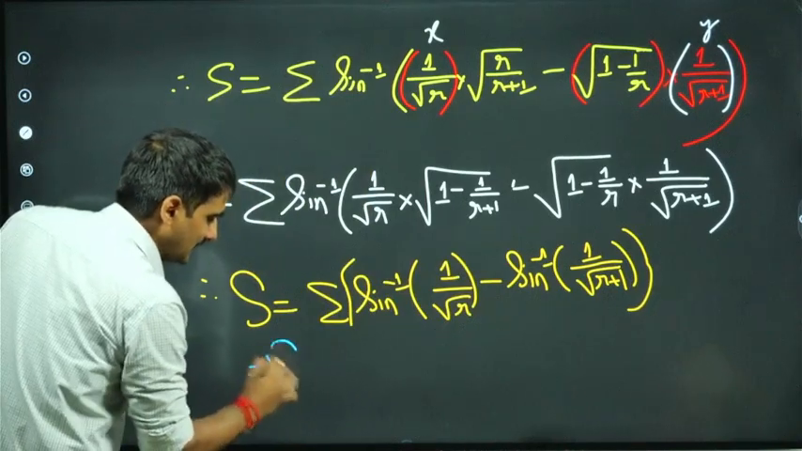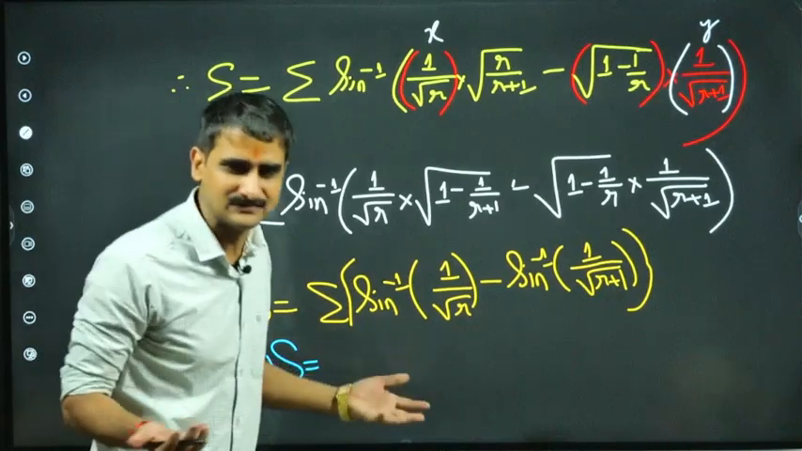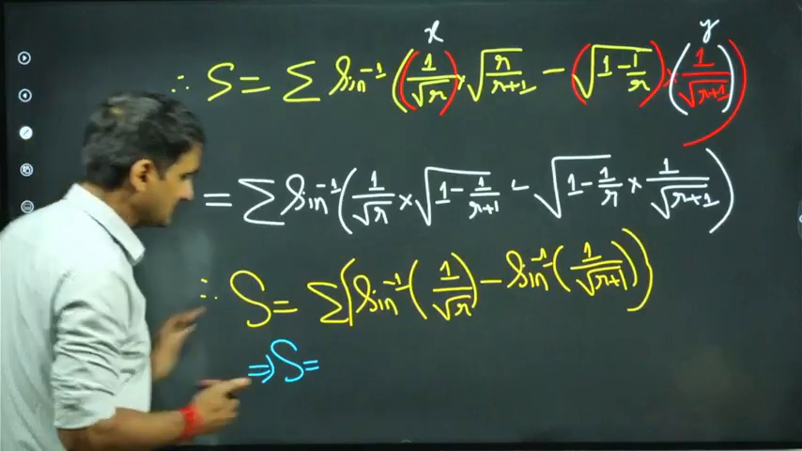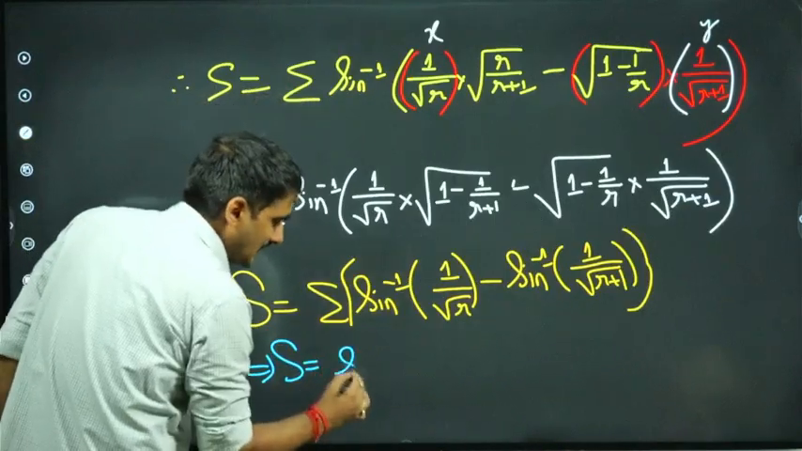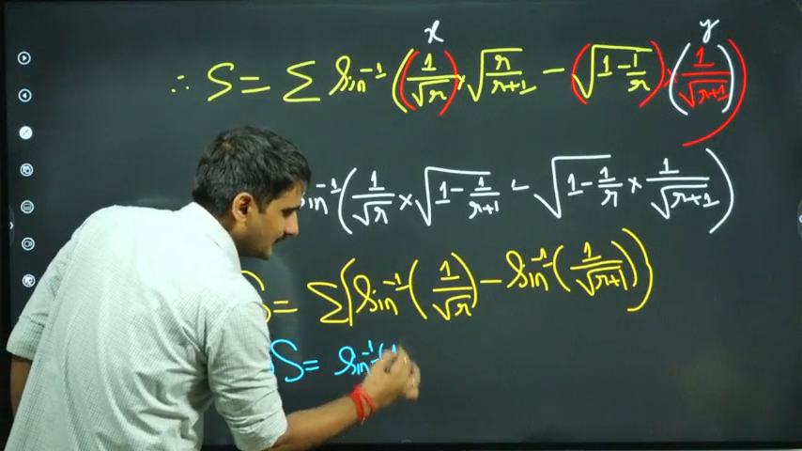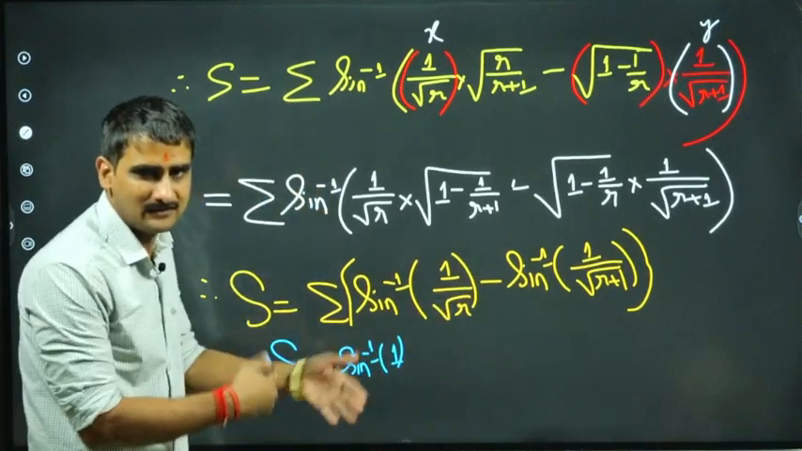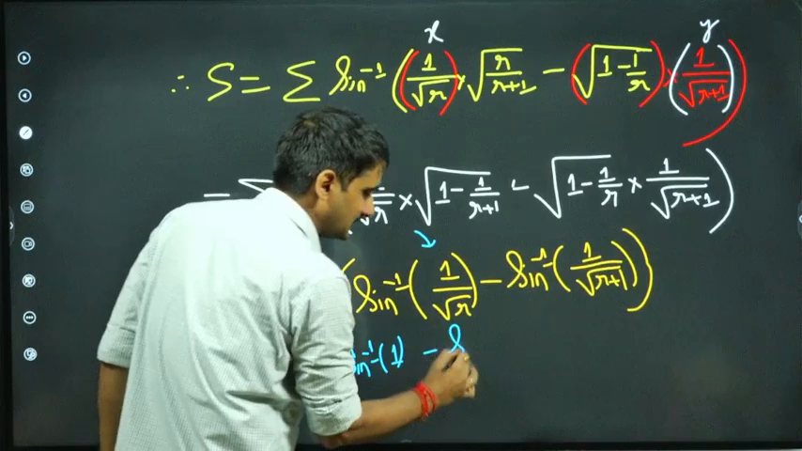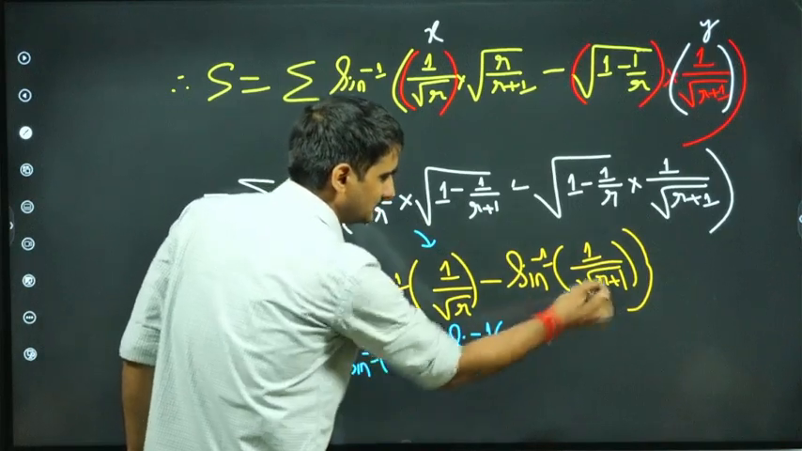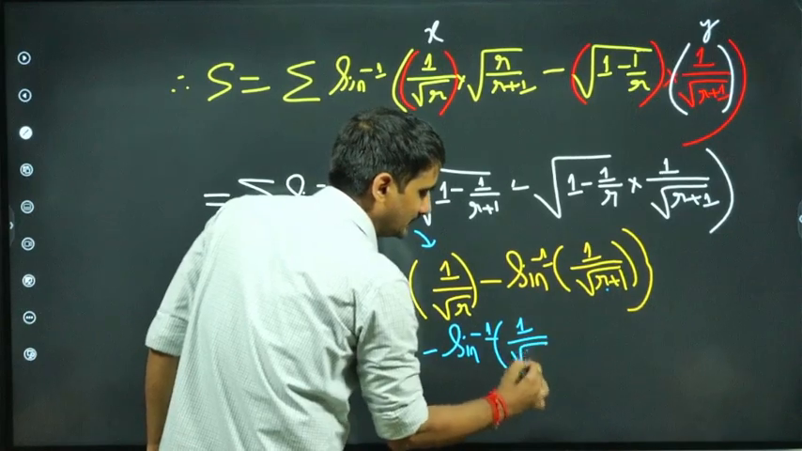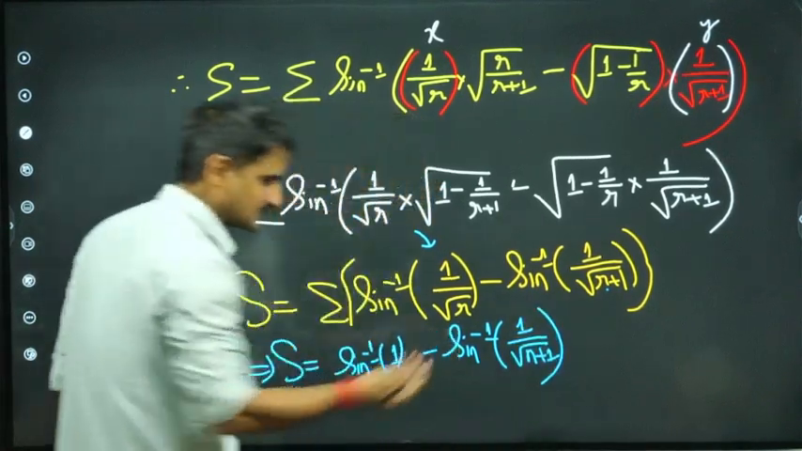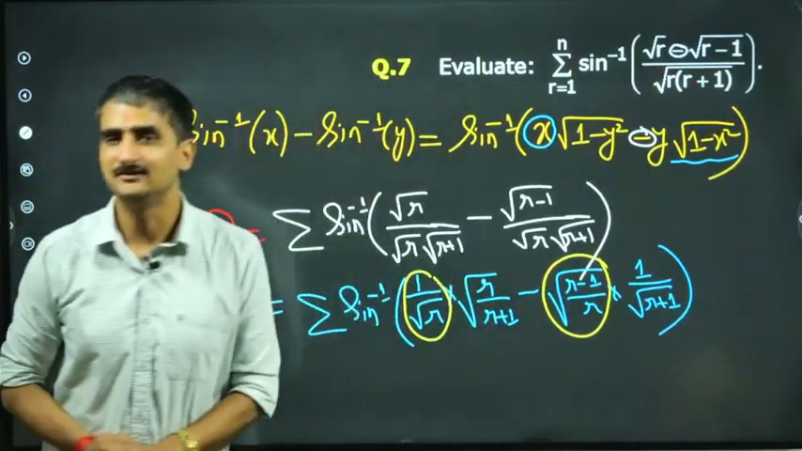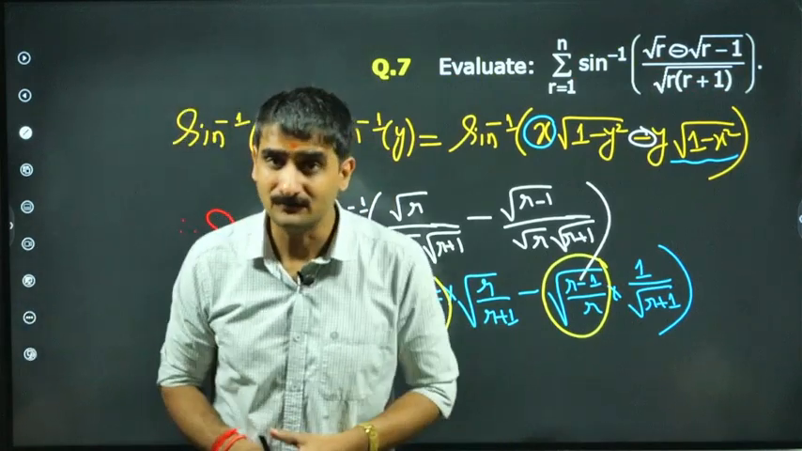ठीक है, so this implies S is, as we go on putting values, r goes from 1 till n. So it will be sine inverse of 1 minus sine inverse of half, then half minus 1 by root 3, so those terms will get cancelled. This is the first term left, and the last term left will be with a negative sign when you replace r by n plus 1. Okay, so that's it. Sine inverse of 1 you can replace with pi by 2, so the answer will be pi by 2 minus sine inverse of 1 by square root of n plus 1, bachcho.